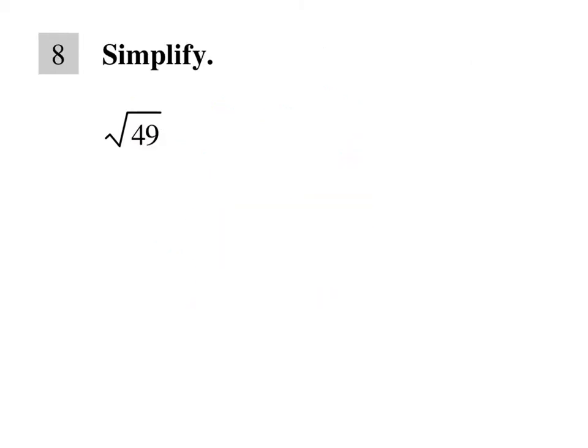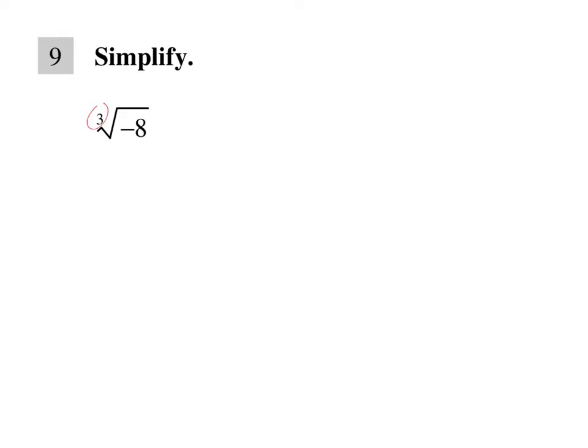All right, simplify the square root of 49. So what times itself is 49? It's going to be 7. Simplify the cube root of negative 8. So what times itself is negative 8? That's negative 2. So there's your answer.